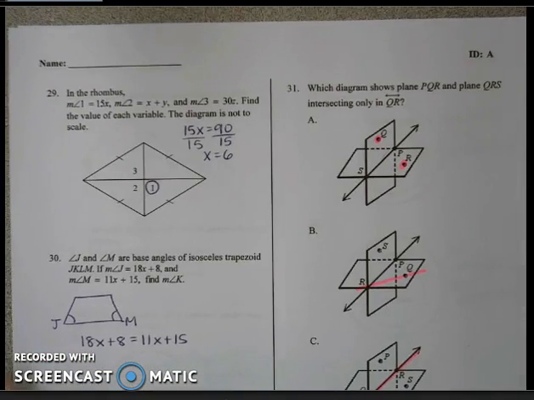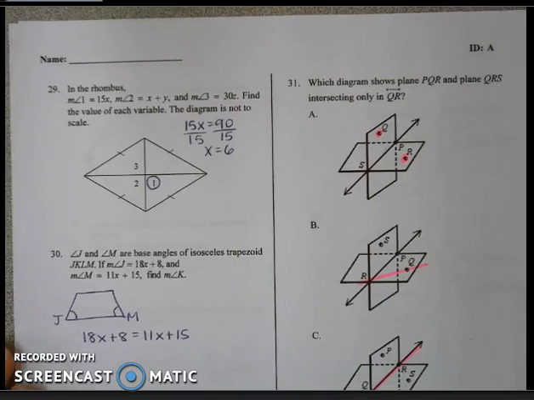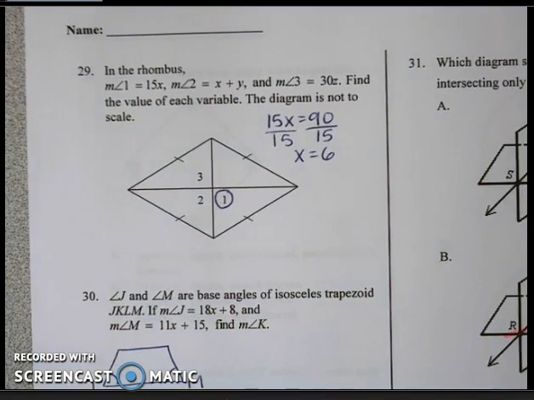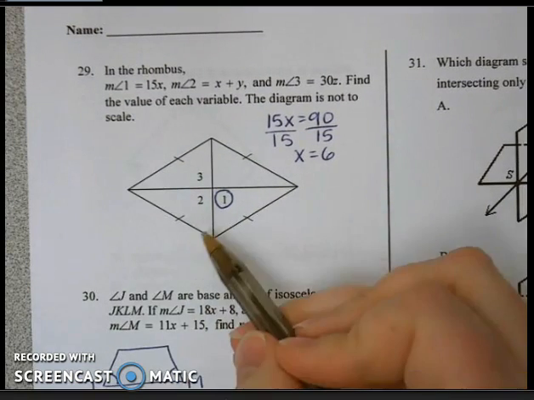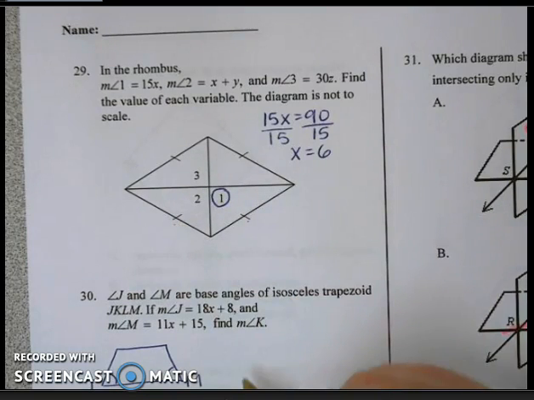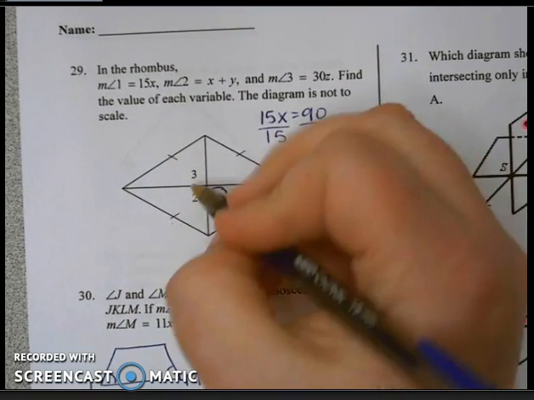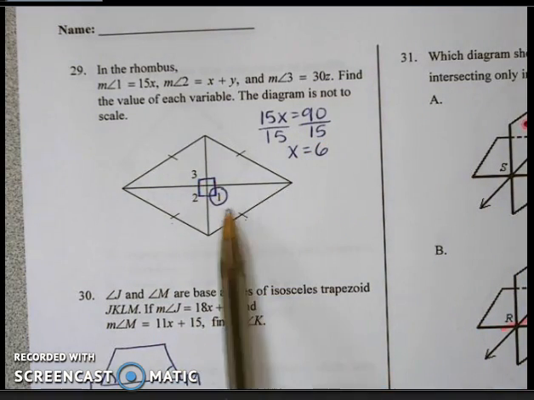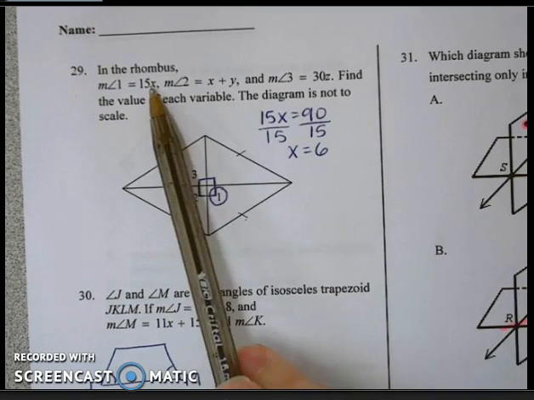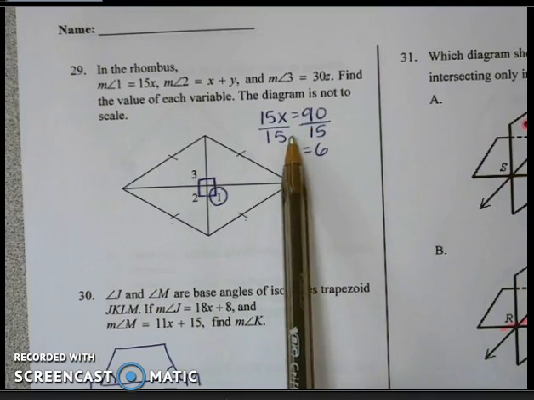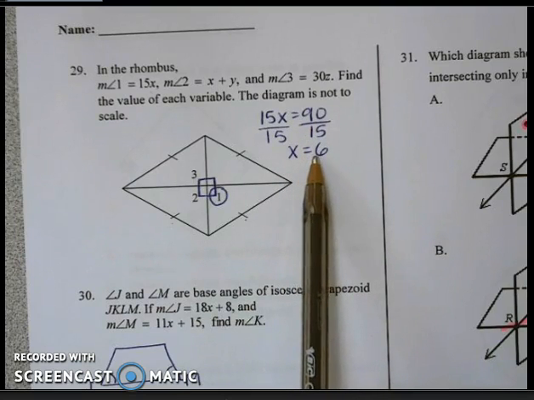Number 29. In the rhombus, I'm going to zoom in on this problem a little bit. Okay. The first thing that we see in a rhombus, we know that all four sides are congruent, which they have marked in on the picture. But the other important part is that these central angles are all 90. So the first thing I recognize is that angle 1 has to be 90 degrees. So 15x is equal to 90. Divide by 15, and I get x equals 6.